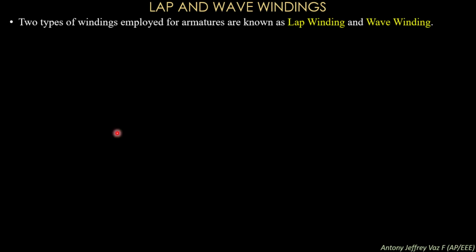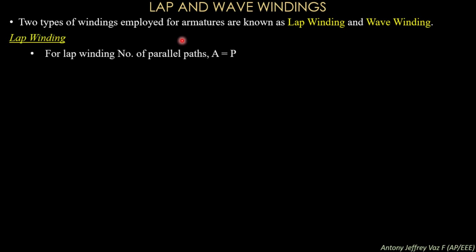So, let us go in depth. Here, there are two types of windings. One is lap winding and the other is wave winding. If a DC machine is present, then the DC machine has two types of winding. We need to know which type of winding is being used to wind the machine. Lap winding has a different formula and wave winding has a different formula, not a big difference, only a very little difference. Let us see.